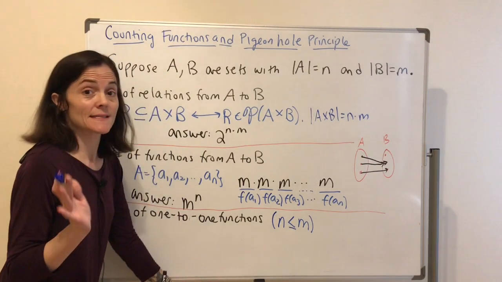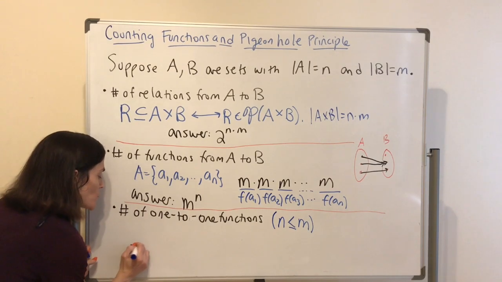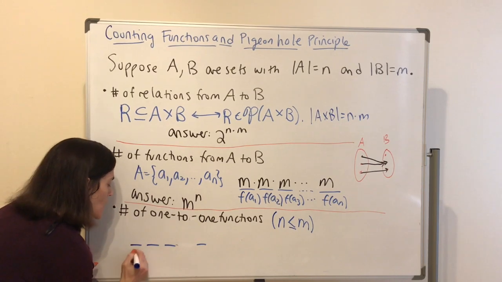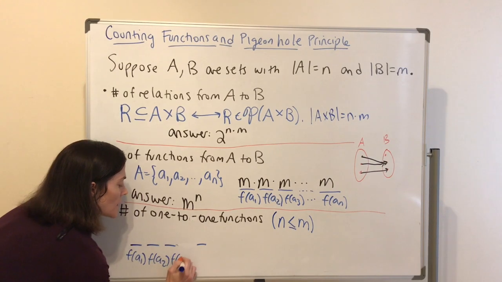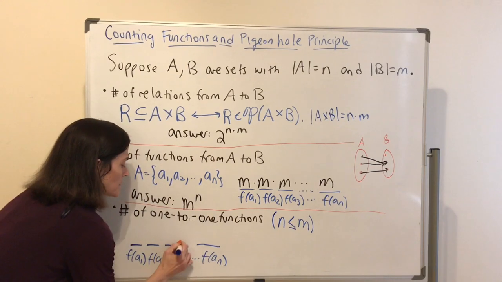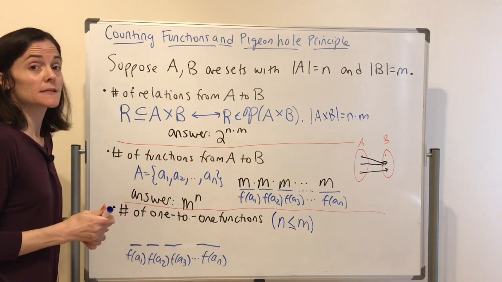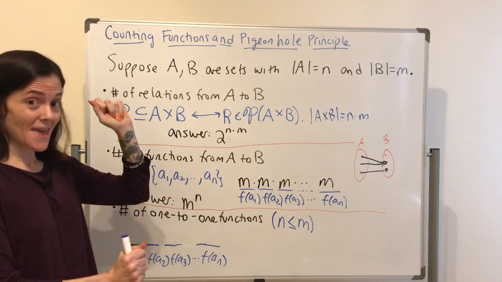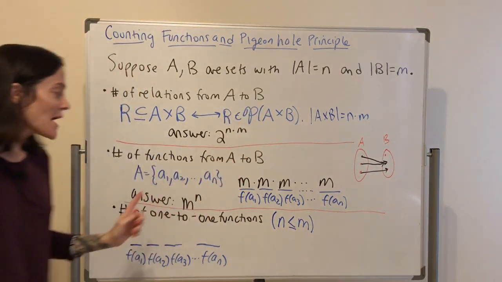Well, it's going to be the same idea as counting functions, multiplication rule, except when you go to assign, we would assign a value to A1, assign a value to A2, assign a value to A3, all the way out to assign a value to AN, but we don't have all these possibilities. What we need for one-to-one functions is you cannot have two elements of A mapping to the same element in B. That's not one-to-one. Okay, so how do we do that here?